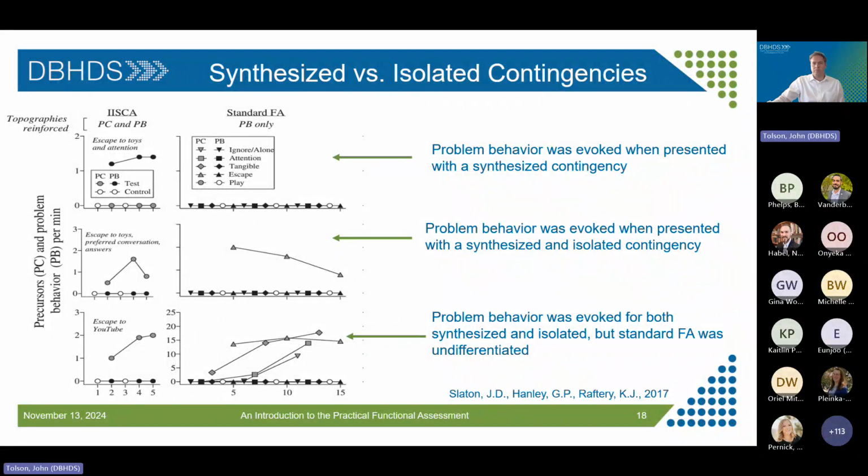The graph at the bottom shows that problem behavior was evoked for both, but undifferentiated results were apparent in the standard FA. The problem behavior of most concern did not occur in the standard FA across these participants.